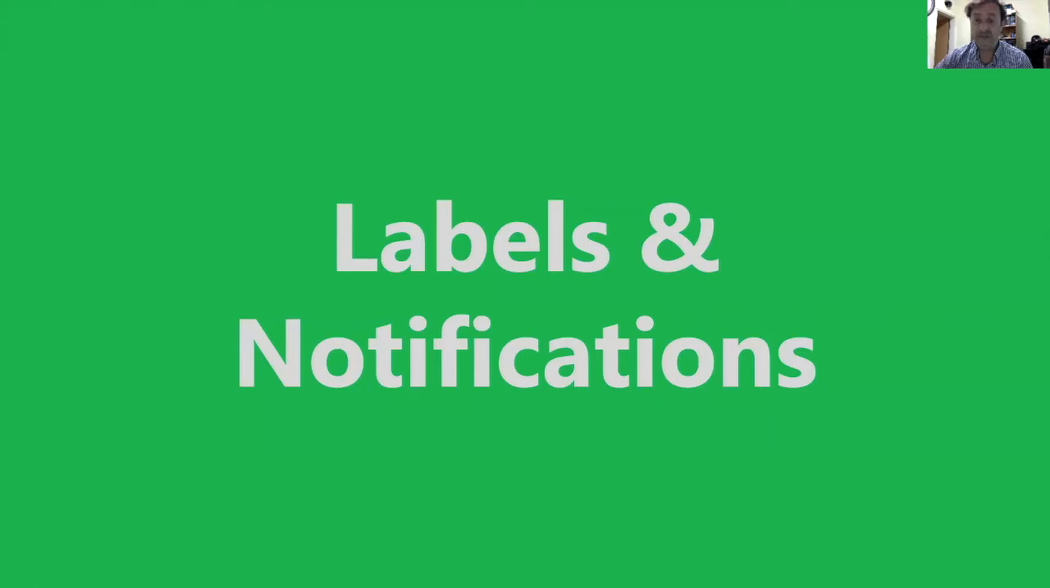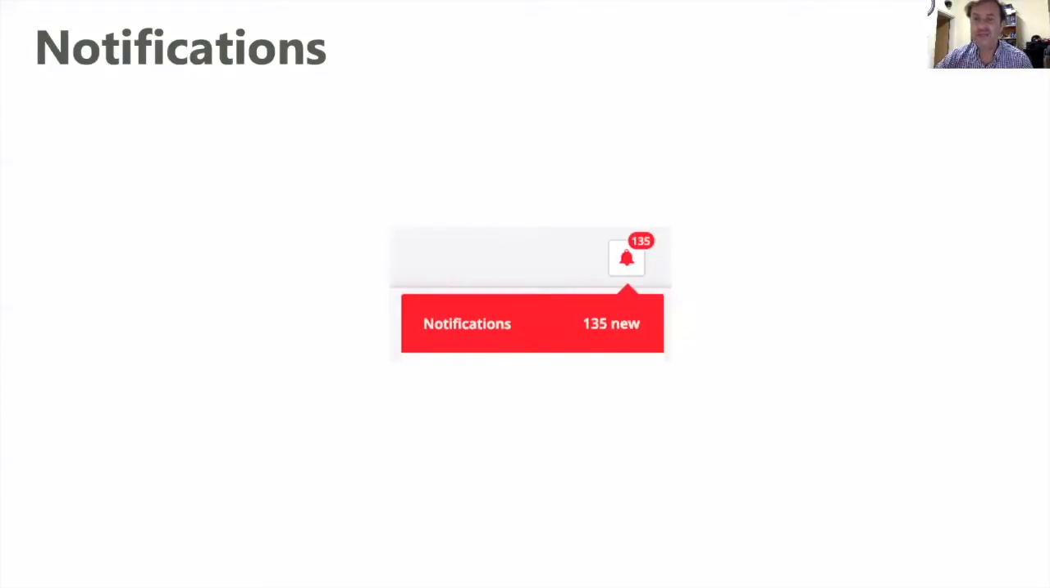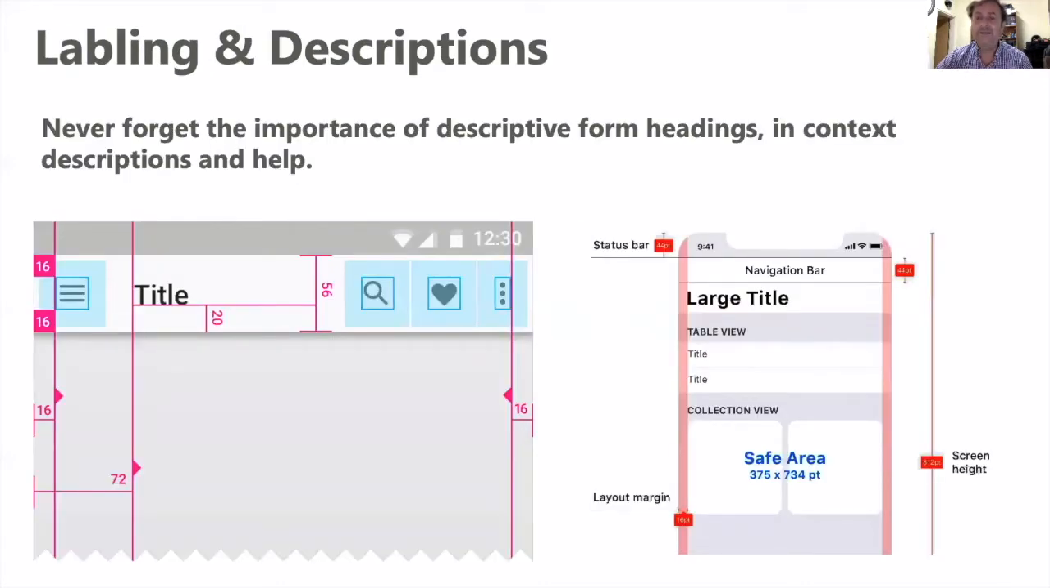Labels and notification. A notification is an update message that shows something new to the user, used for successful completion of tasks, as well as errors and warning messages. Labeling and descriptions. There is no better place to help the user understand the UI than right there when they're looking at it. Always try to instruct the user what they are looking at and what they can do.